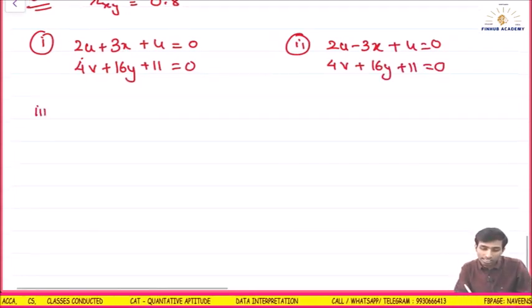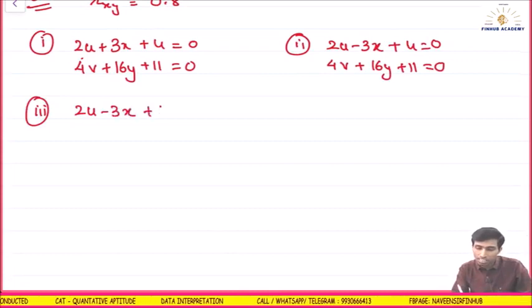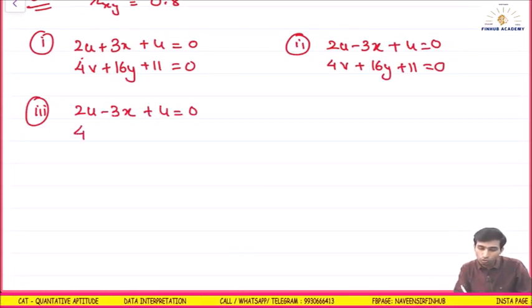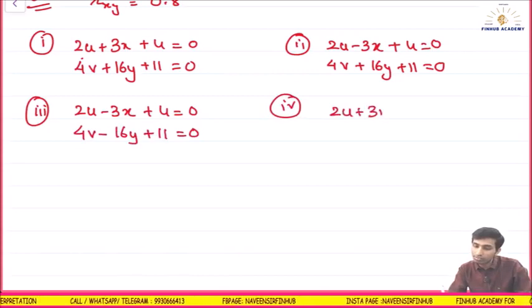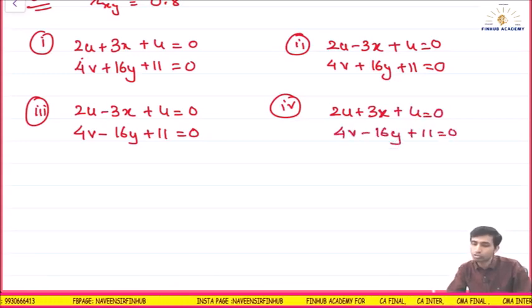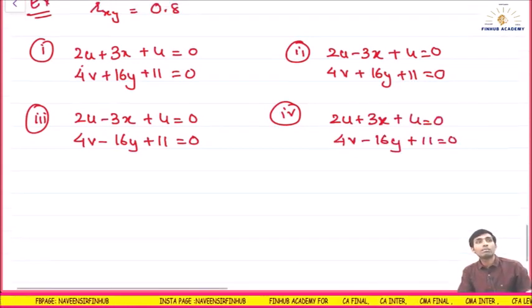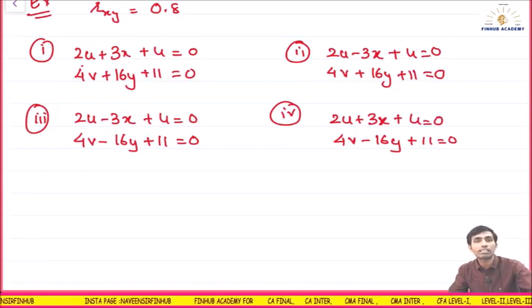Third case, 2u minus 3x plus 4 is equal to 0, and 4v minus 16y plus 11 is equal to 0. Fourth case, 2u plus 3x plus 4 is equal to 0, and 4v minus 16y plus 11 is equal to 0. Okay, four cases I have given. My original r x on y is 0.8.